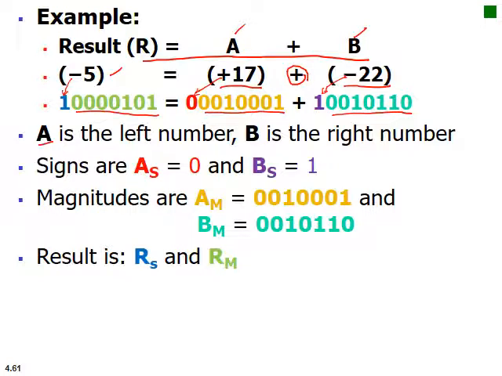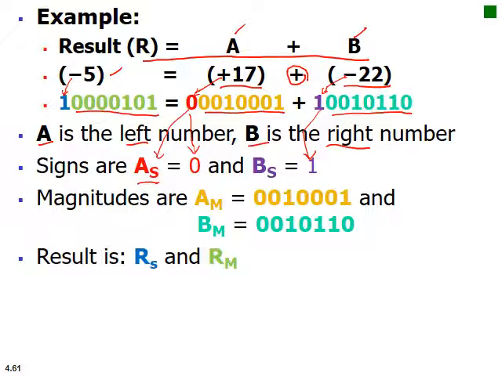So as we said, A is the left number and B is the right number. And then we're also going to distinguish between the signs. So if we talk about AS, in this case, AS refers to that 0, which as you can see there is 0. And BS is the sign for B. So in other words, it's that 1 over there, which is the sign for B. And then the magnitudes, as you might have guessed, are also indicated in the colors here, just so you can see.